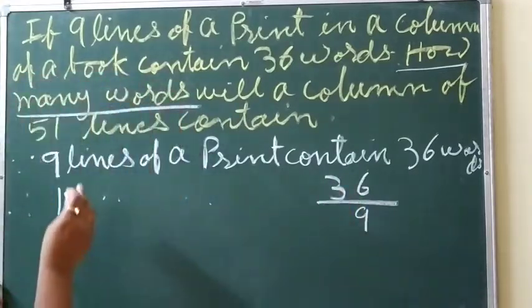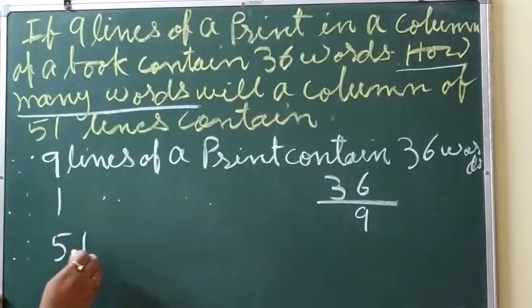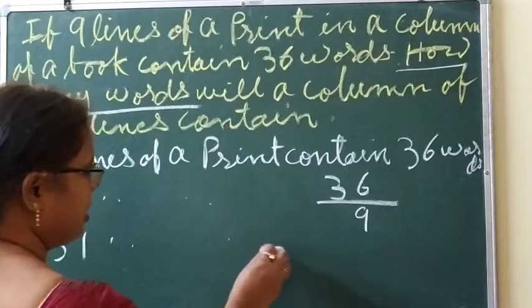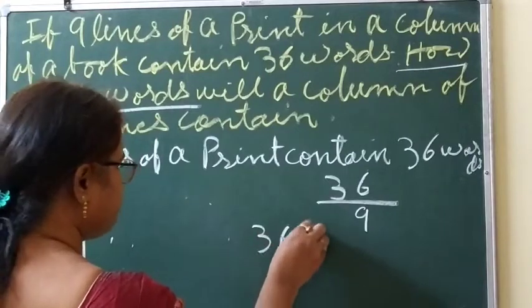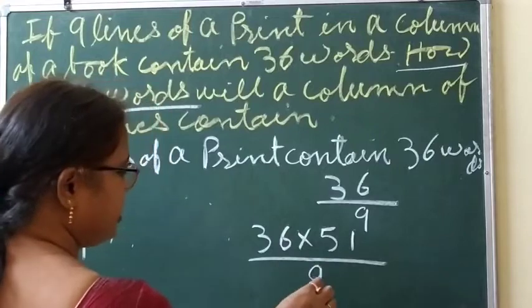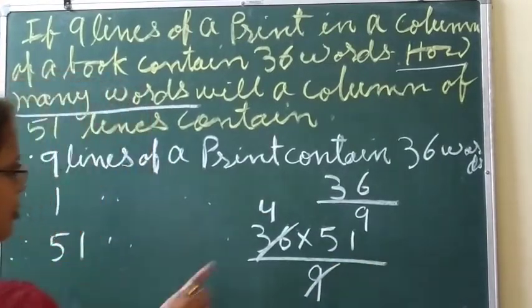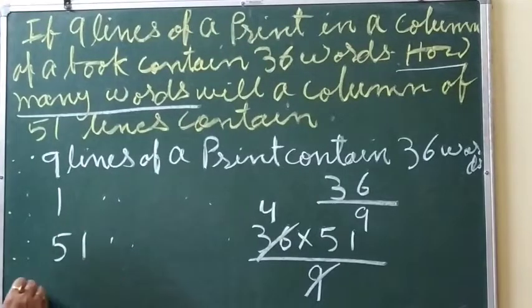Clear? Now 51 lines. Of course, 51 is more than 1, so for this we will multiply. So 36 into 51 divided by 9. How many times? 4 times. Clear? So what we have to do? We have to multiply 4 into 51. And 4 into 51 is equal to what?